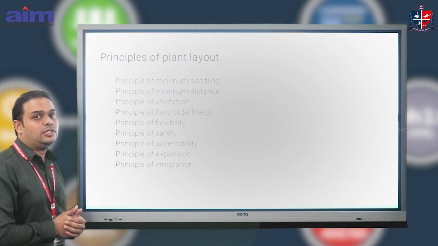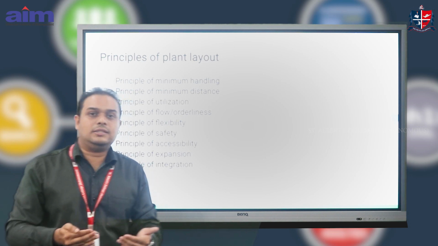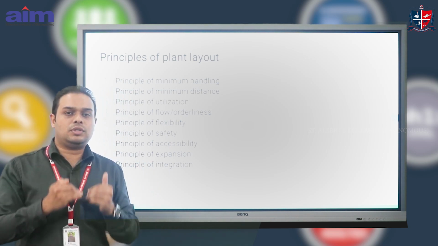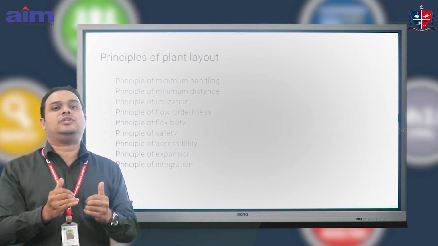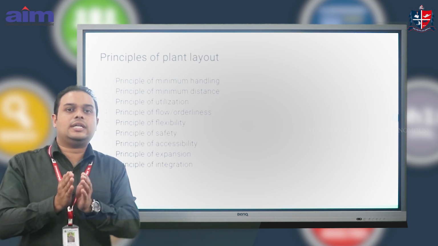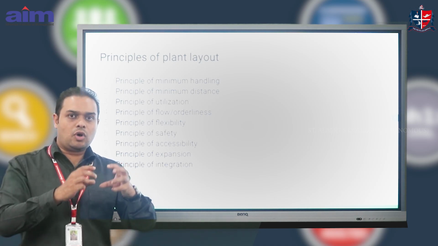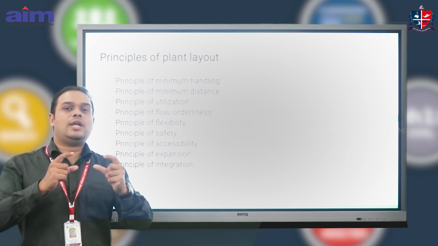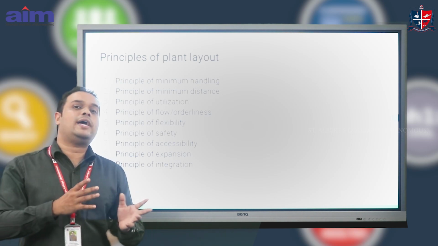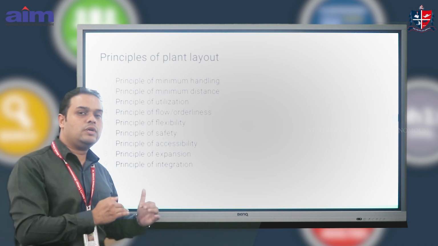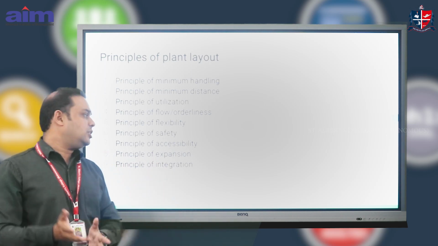Then you have principle of expansion. Factories or plants in future may expand. So you should have some provision so that you can create that expansion, or you can ensure that there is some degree of expansion in the future. If that does not happen, what will happen is you will always be limited to the space you are in. You will have to create a new plant, you have to buy a new space. So rather than going for that, you should always have a layout which accommodates future expansion.